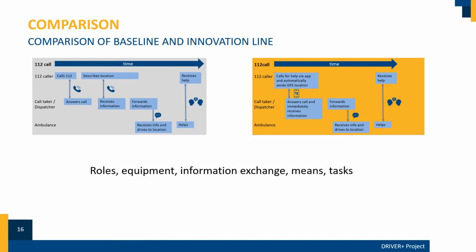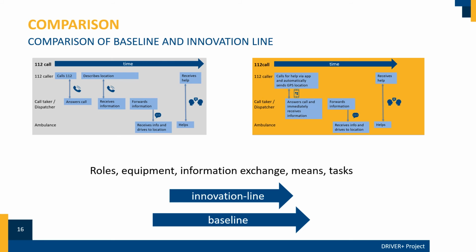What about the tasks? Last but not least, look at the time frame. The time until the help is received has decreased significantly. This is because in the innovation line, the app decreases the time needed to communicate the location.